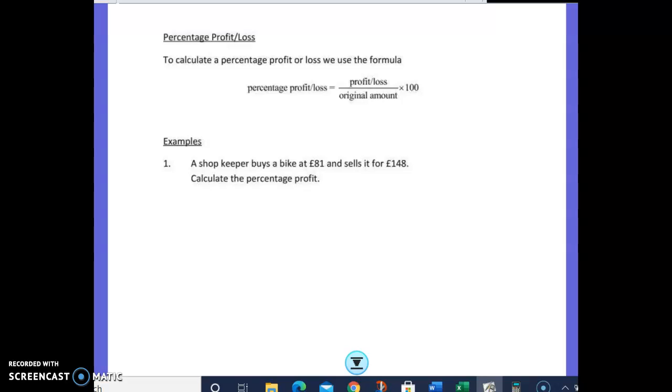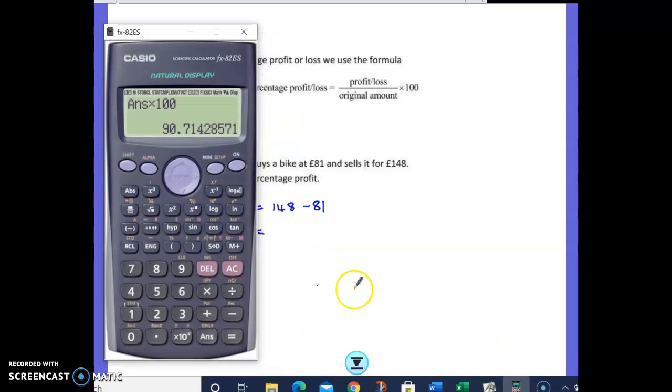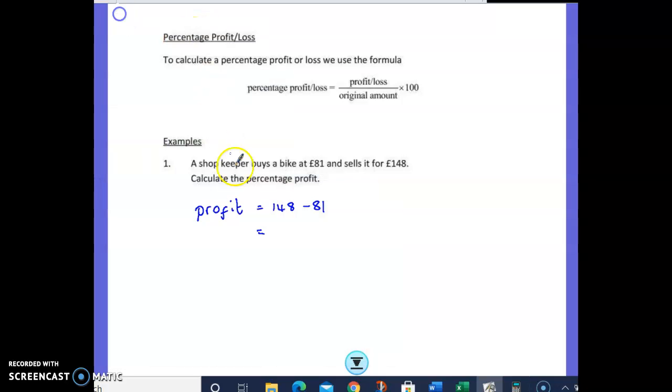Okay, first one then. A shopkeeper buys a bike at £81 and sells it for £148. Calculate the percentage profit. First thing we need to find then is the actual profit. To find the actual profit, 148 take away 81, which is £67.